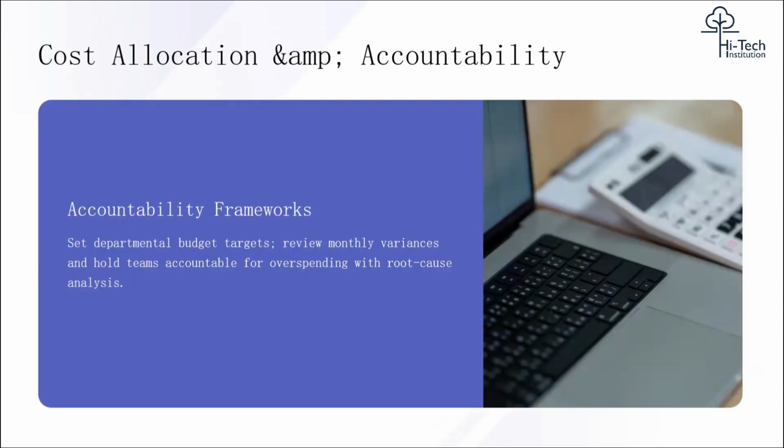And coming to the accountability frameworks. Okay, in this accountability framework, each department gets their budget target, a monthly review happens, and overspending is checked. Okay, if they are overspending, their RCA, root cause analysis, will happen. Just for example, if engineering exceeds by 20%, the reason is auto scaling is misconfigured. Then they will analyze the RCA. RCA in the sense they will be reducing the instance size. They will figure it out and fix it.